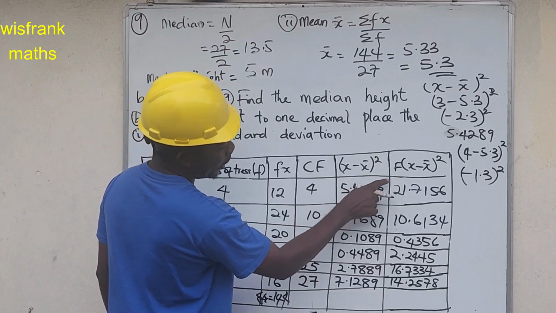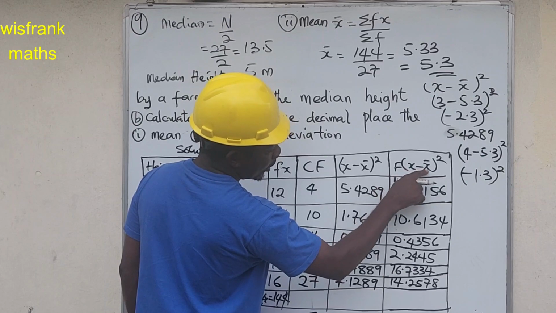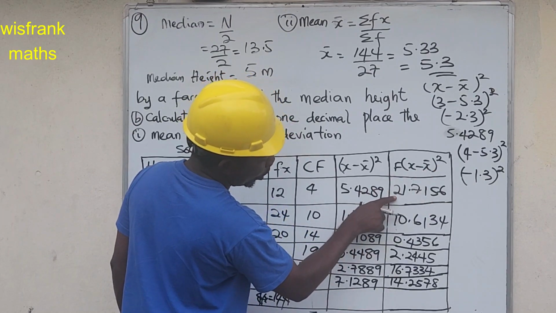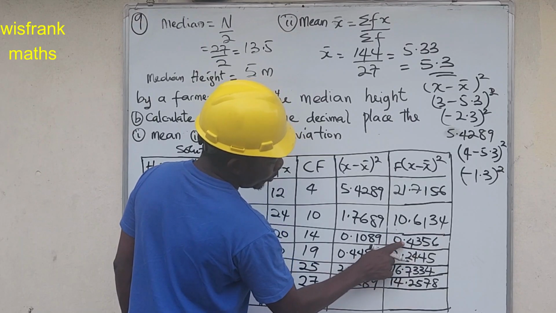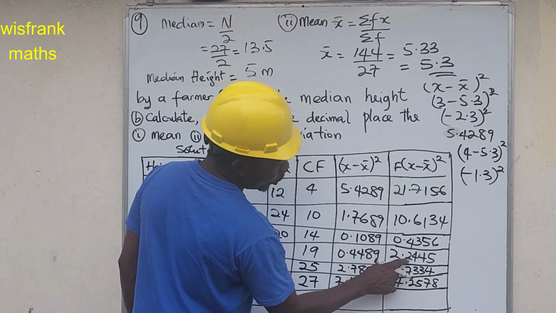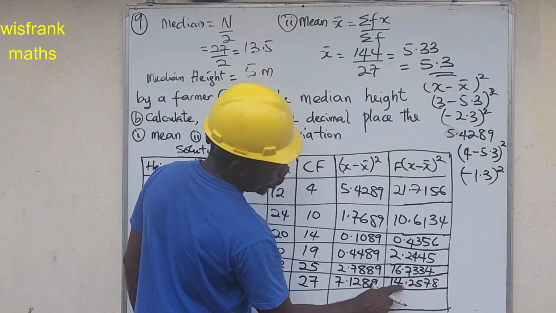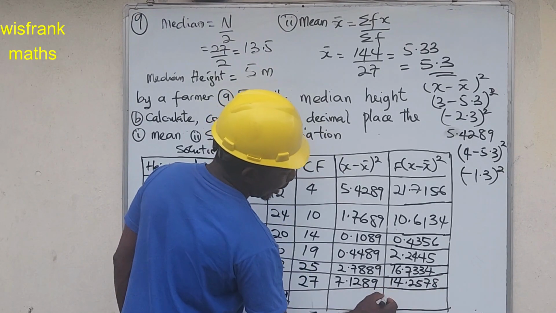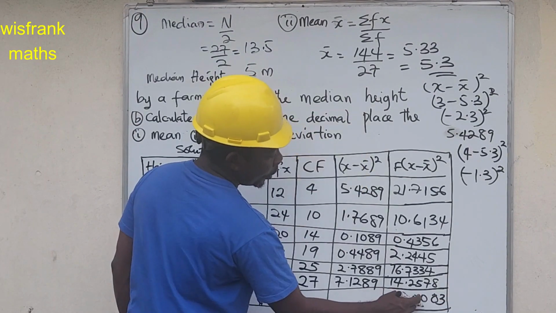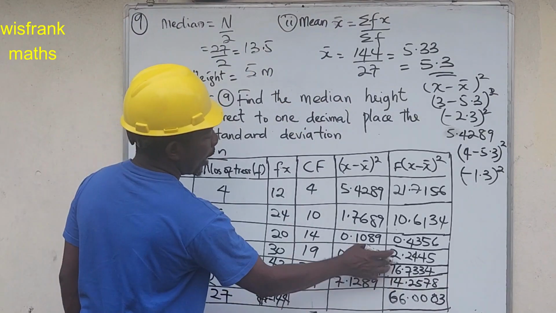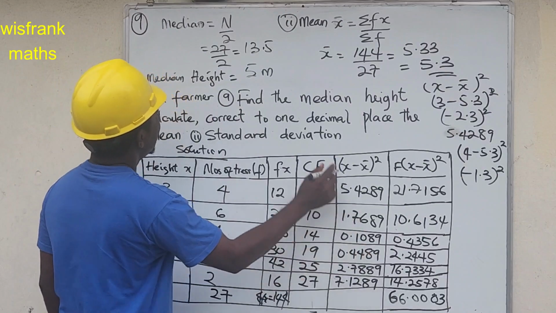So now the next one is to have the summation of f times x minus the mean, all squared. So we have to sum 21.7156, 10.6134, 0.4356, 2.2445, 16.7334, 14.2578. When we sum that, we are going to have 66.0003. So that is what we are going to use to calculate the standard deviation. So let's clean this side.